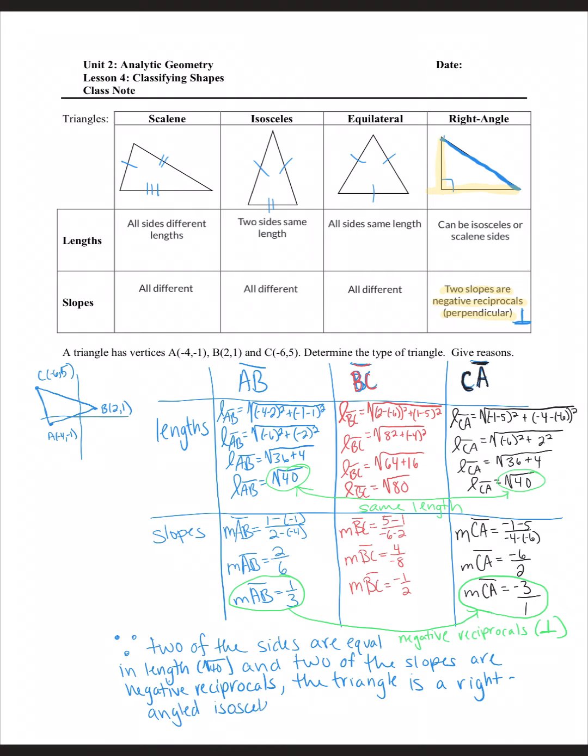isosceles triangle. Right, 2 of the sides are the same, so it is isosceles, and because 2 of the sides make a right angle, which we can see from those negative reciprocal slopes, then we know we have a right angle in that triangle as well. Okay, so that's how we can determine what the triangle is in terms of its side lengths and if there are any right angles in a triangle.